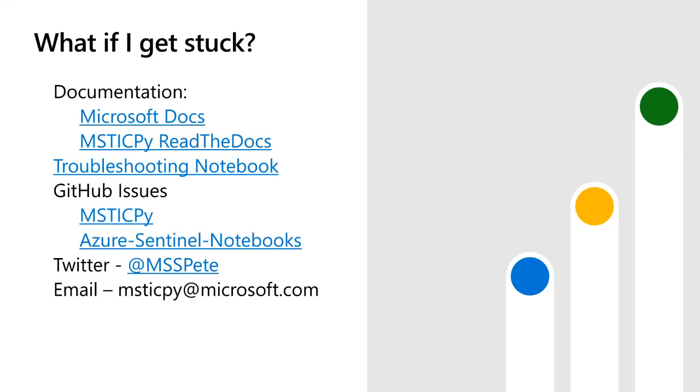You can also reach out to us. On Twitter, we've got MSTICPy, which is the Python library. We've got an email for that, or obviously through any of your Microsoft contacts. So lots of ways to reach out. And again, the tech community blog, when it's up, you can reply to that and add comments. All those usual communication channels.